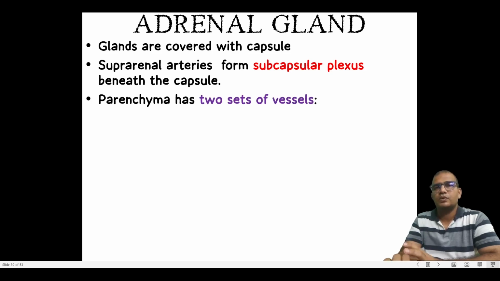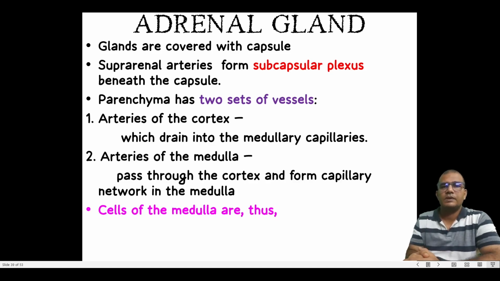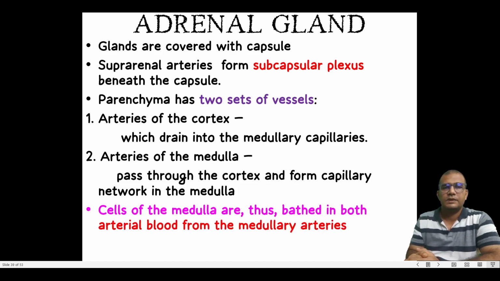The parenchyma has two sets of arteries, one set of arteries for the cortex and another set for the medulla. The interesting fact about the medulla of the adrenal gland is that it receives the venous blood from the cortex, as well as the arterial blood of its own medulla. So it is exposed to the cortical hormones also.